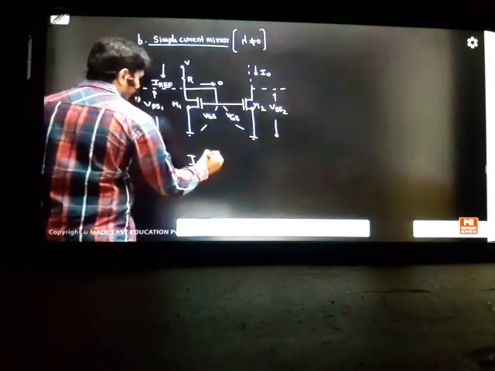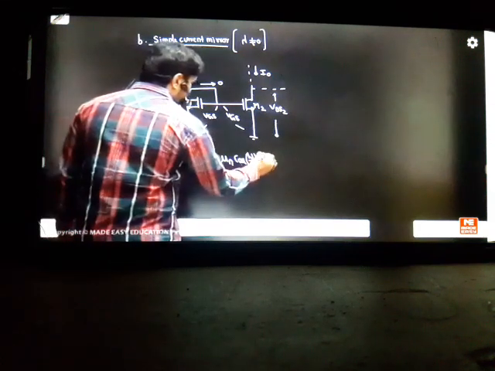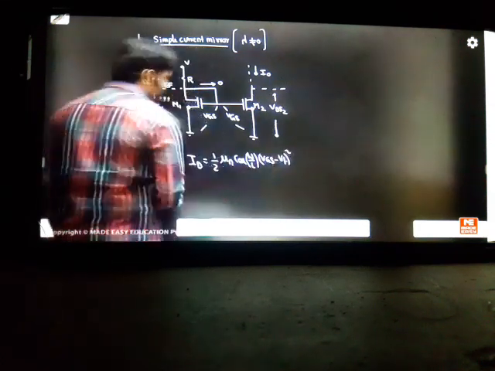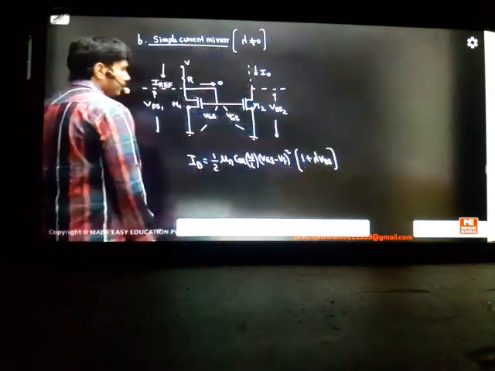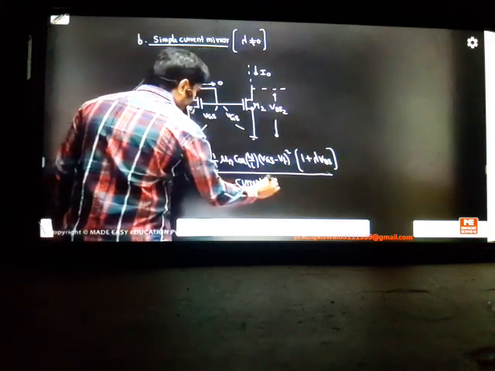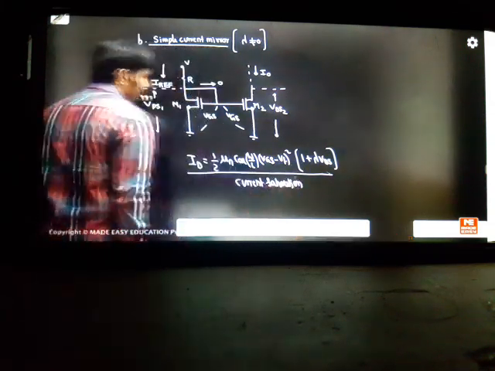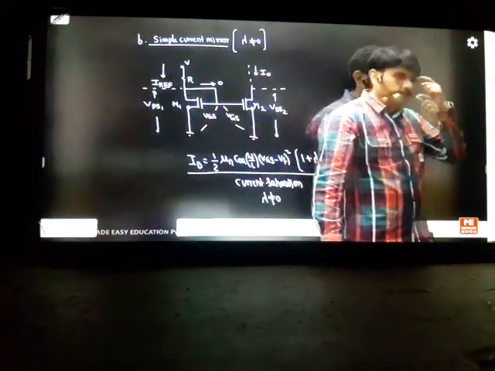Your ID is equal to half into mu n into Cox into W by L into VGS minus VT whole square. This is the complete theoretical equation, into 1 plus lambda into VDS. This is an extra term you are getting in the concept. This equation will be valid for current saturation. If the transistor is in current saturation, this equation is valid, where lambda is not equal to 0, you are telling.